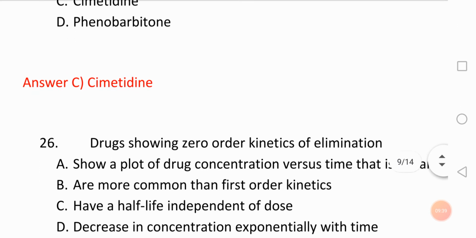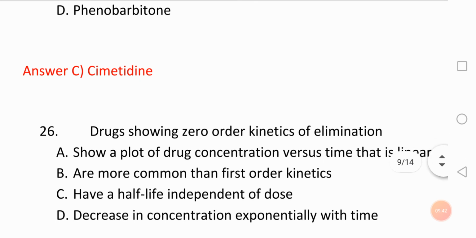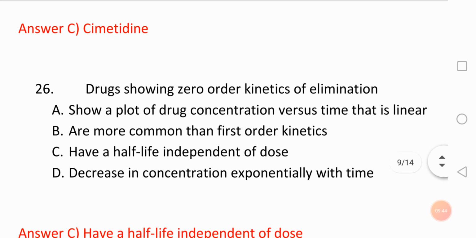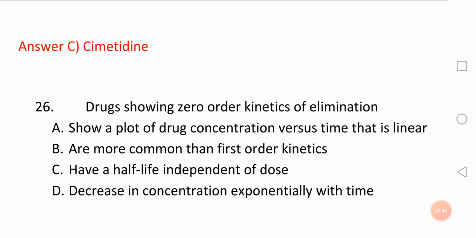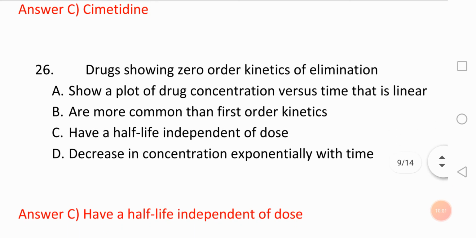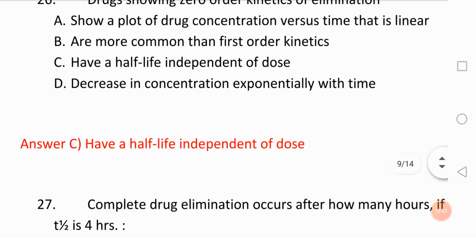And 26: drugs showing zero order kinetics of elimination. A, show a plot of drug concentration versus time that is linear; B, are more common than first order kinetics; C, have a half-life dependent on dose; D, decrease in concentration exponentially with time. The answer is C, have a half-life dependent on dose.